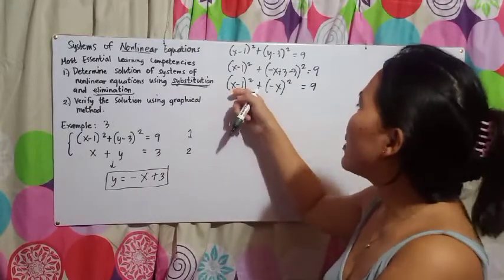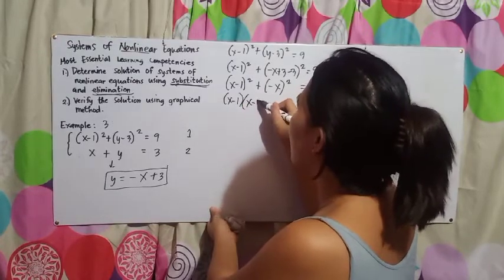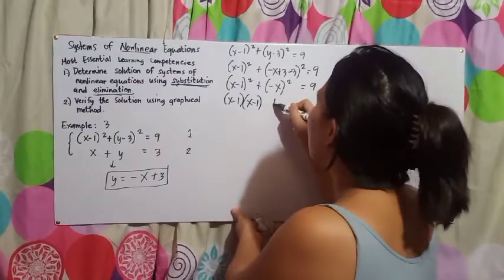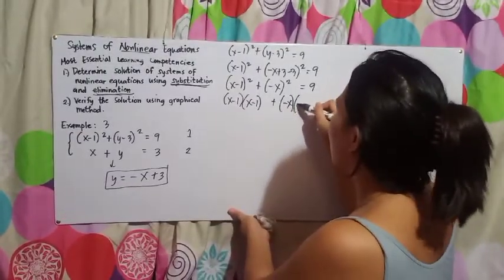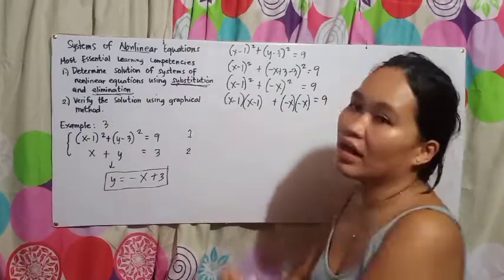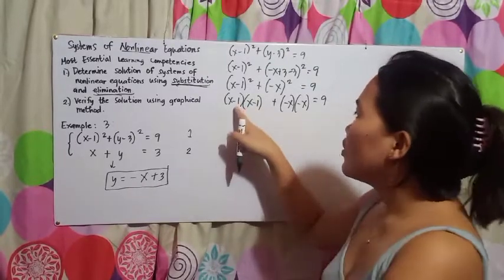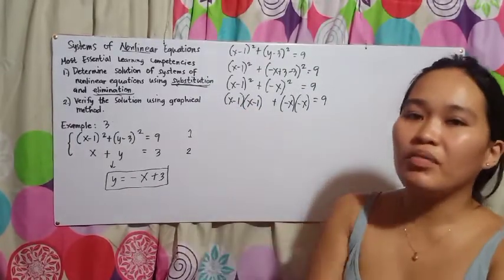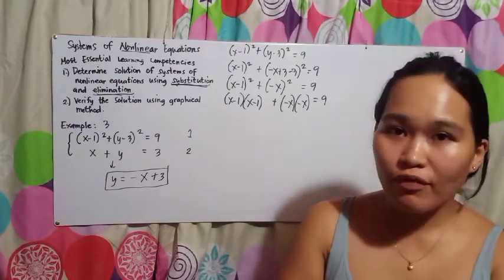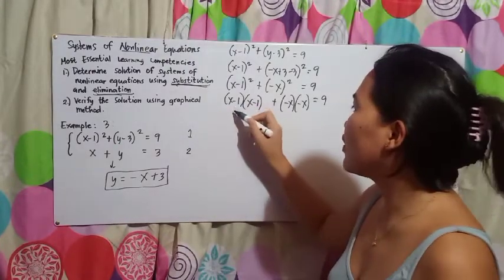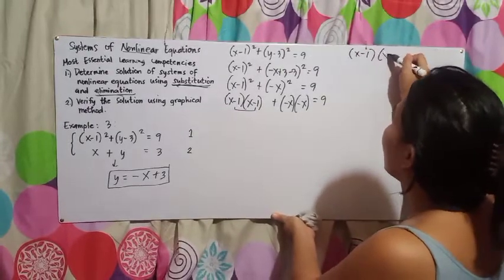Okay, next. x minus 1 squared is the same as x minus 1 times x minus 1, plus negative x squared, which is the same as negative x times negative x, equals 9. Then we multiply this, and this. To solve this, you can use the long method, the FOIL method, and distribution. I will explain them one by one. So, we will solve x minus 1 times x minus 1.